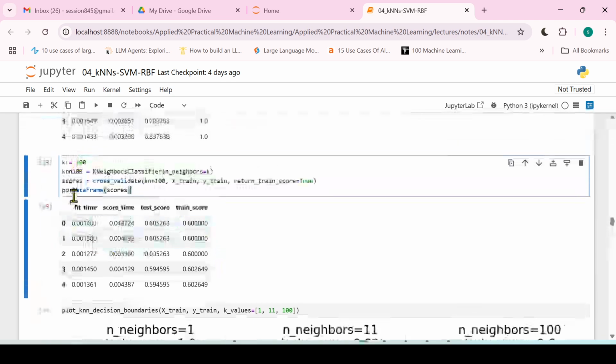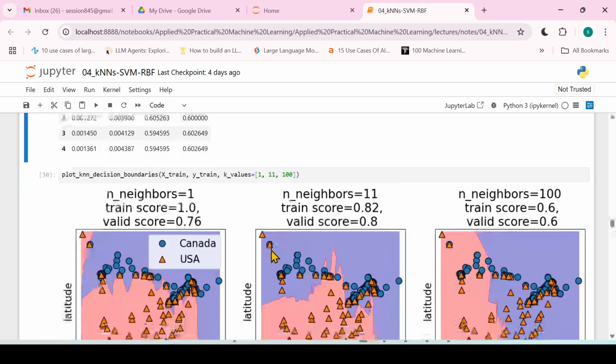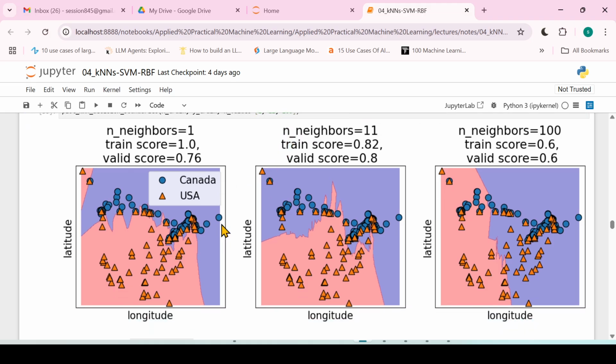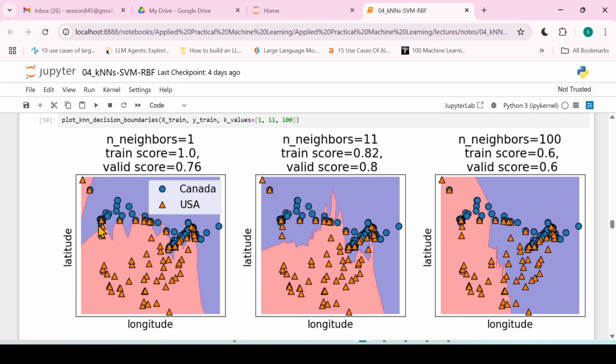So we have to choose a value anywhere between 1 and 100, right? Here we are trying three k values: k is 1, 11, and 100. Here we can see that with n neighbor 1, our decision boundary is very spiky. With n neighbor 11, our decision boundary is much smoother. And with n neighbor 100, we can see that our decision boundary is not trying to understand the data.